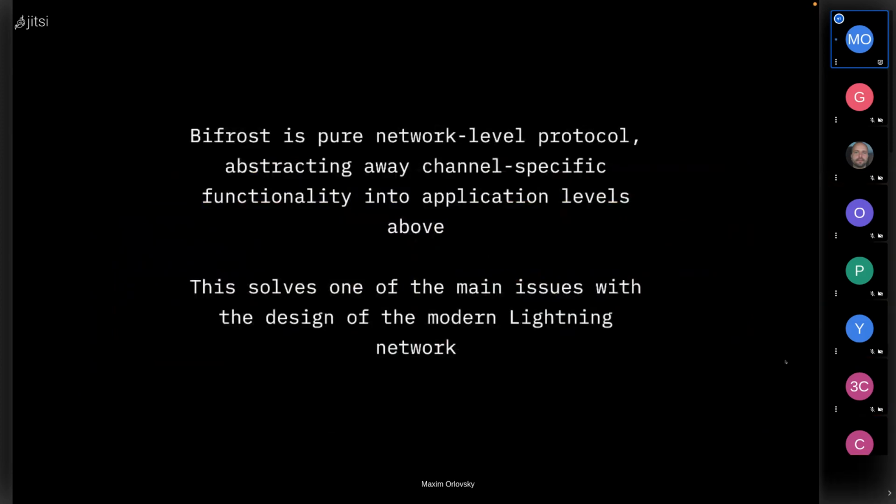So Bifrost is a pure network level protocol, abstracting away channel-specific functionality into the application level above. This solves one of the main issues with the design of the modern Lightning Network, where to introduce new functionality, like bidirectional payment channels or use Taproot in the Lightning Network, you have to rewrite and amend all existing Bolt standards. With Bifrost, it is not required because it will not affect the core of the protocol, and it will be just another application on top of the Bifrost network.